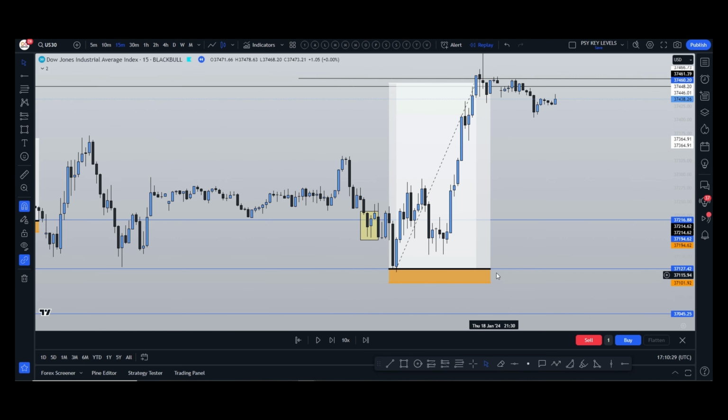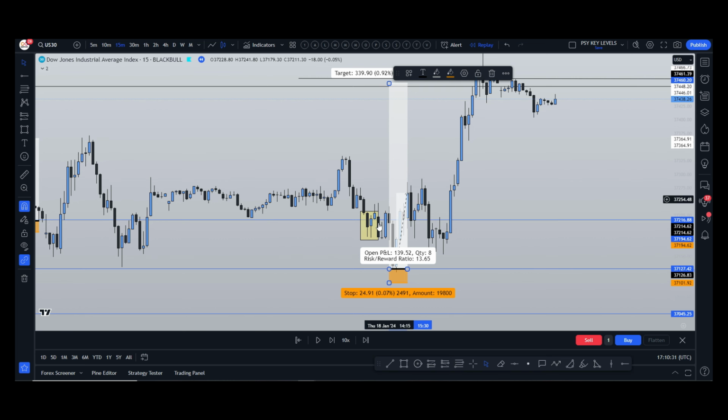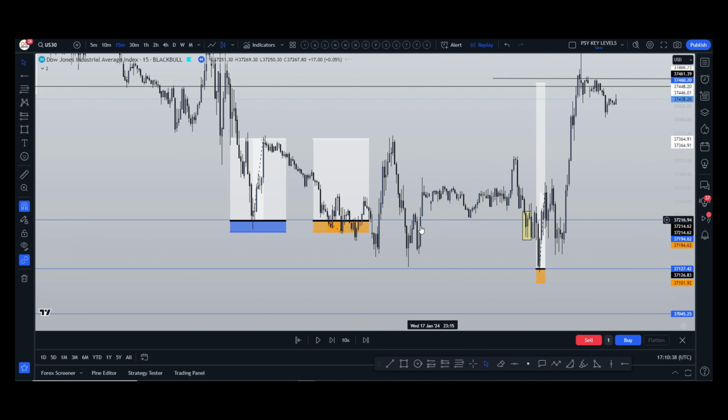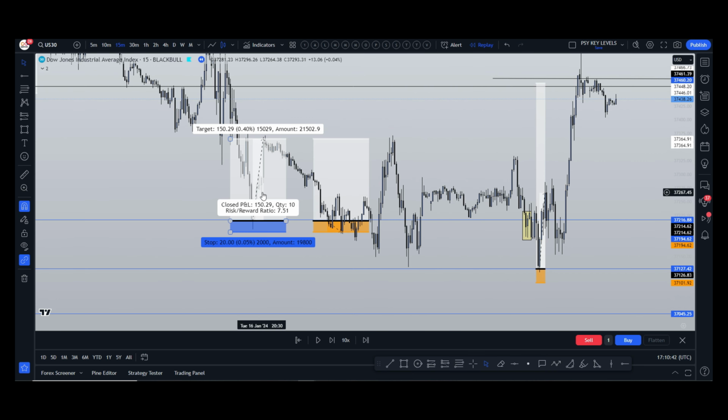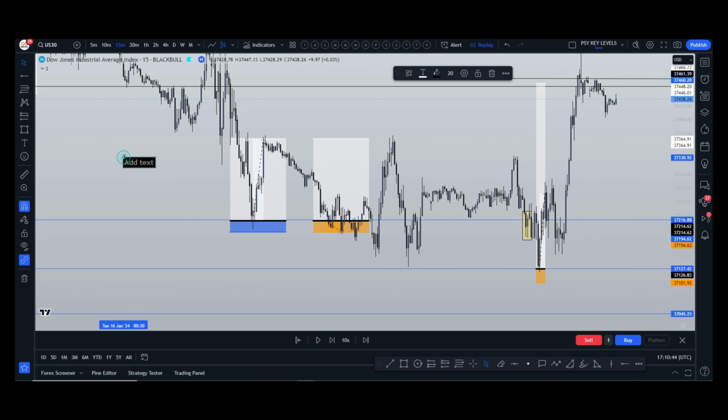But let's just say you would have lost this trade as well. Let's just say for this day, on the 18th, we lost the trade. It is what it is. So on this day we lost. On this day we made a 1 to 7. So what we can do is, let's just do this 7.